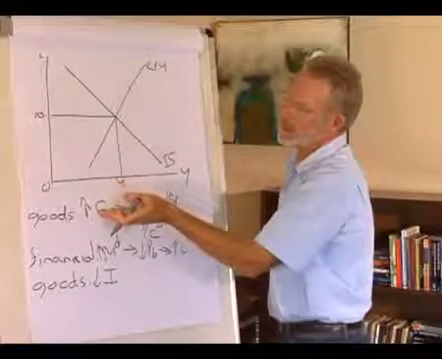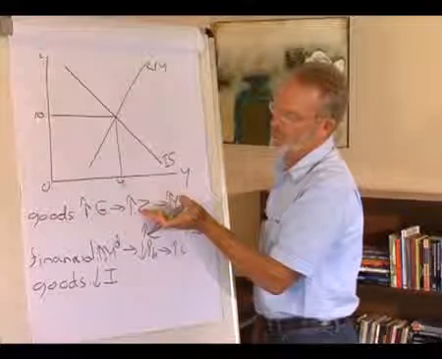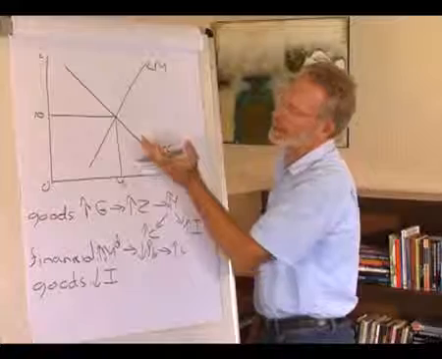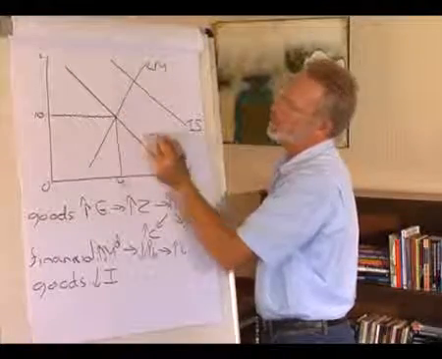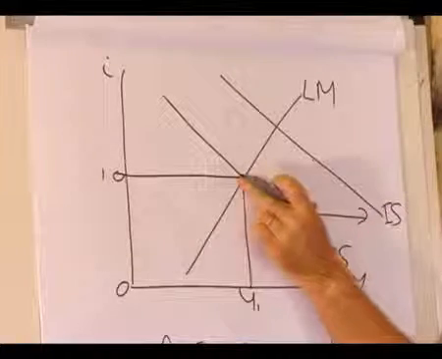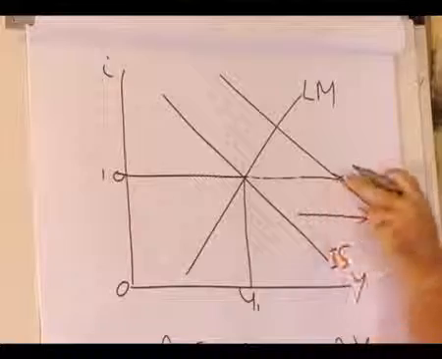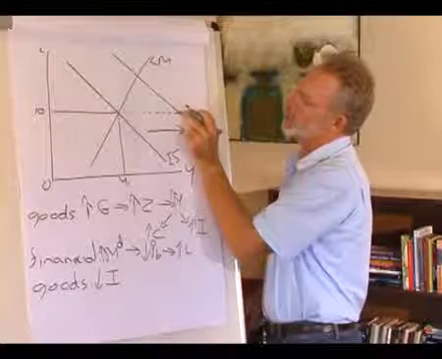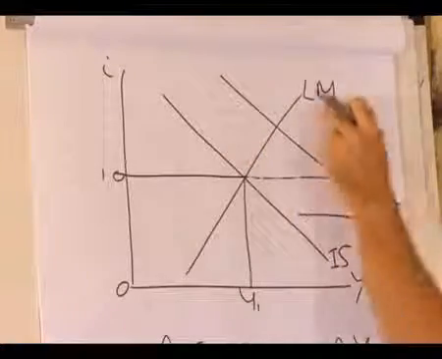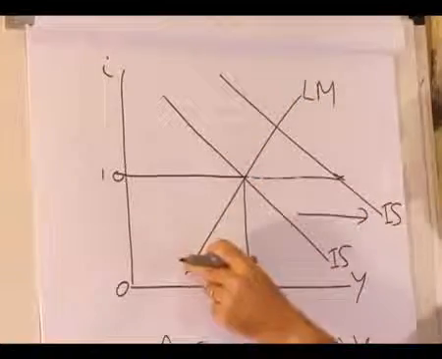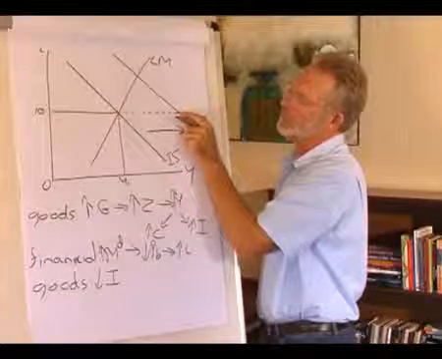Now we have an increase in government spending leading to the increase in demand for goods and services, and the IS curve shifts to the right. Nothing happened to the interest rate, but the level of output increased to this point. But this point is not equilibrium. Equilibrium is where the goods market and the money market intersect at this point. How do we get to equilibrium?